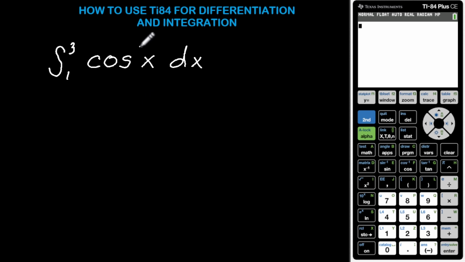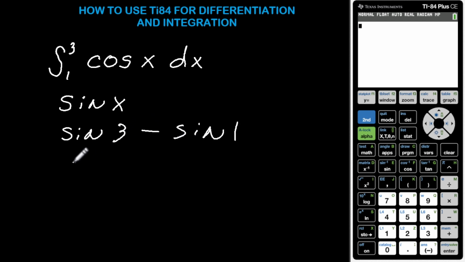So let's try one for integration with trig functions. So we're trying to find the integral of cosine x dx on the interval from 1 to 3. Well, the integral of cosine x, the antiderivative is sine of x. And then going from 1 to 3, this is sine of 3 minus sine of 1.